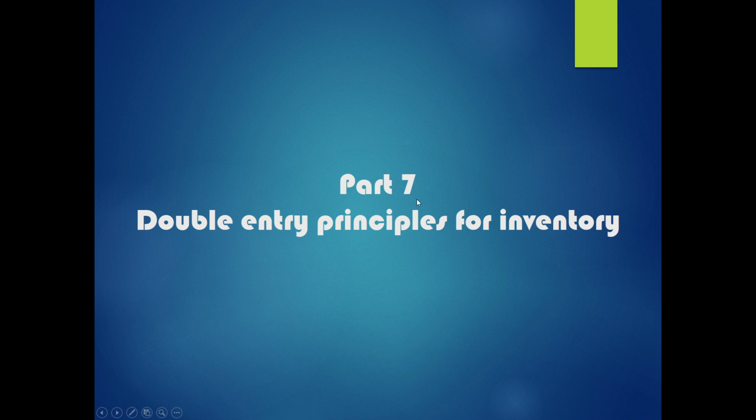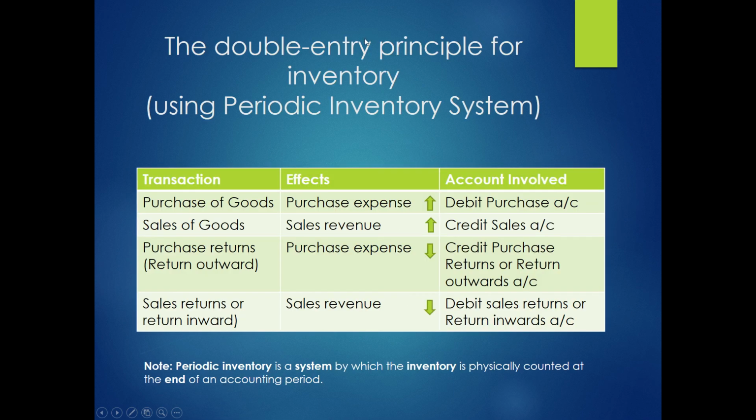Part 7, Double Entry Principle for Inventory. We are using the periodic inventory system to record the movement in inventory. Periodic inventory system is a system by which the inventory is physically counted at the end of an accounting period.